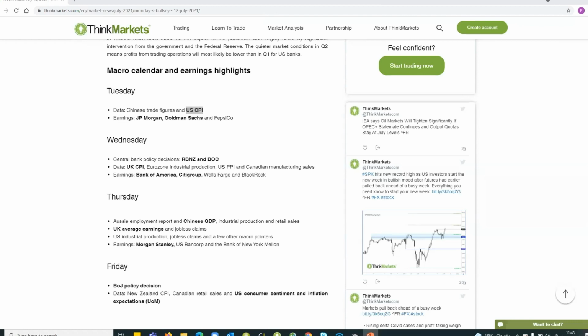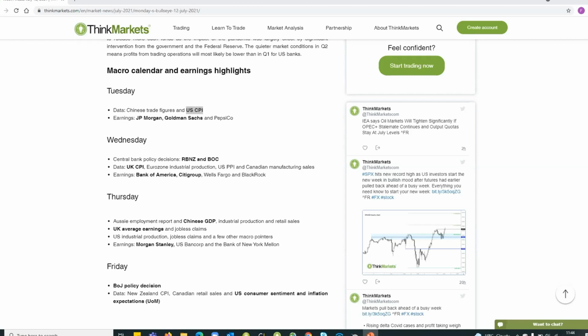In terms of central banks, we have a busy calendar once again. We have the RBNZ and the Bank of Canada tomorrow. They are both expected to lean on the hawkish side. However, much of this has already been priced in, in my view. The Bank of Canada is, sorry to cut you off.